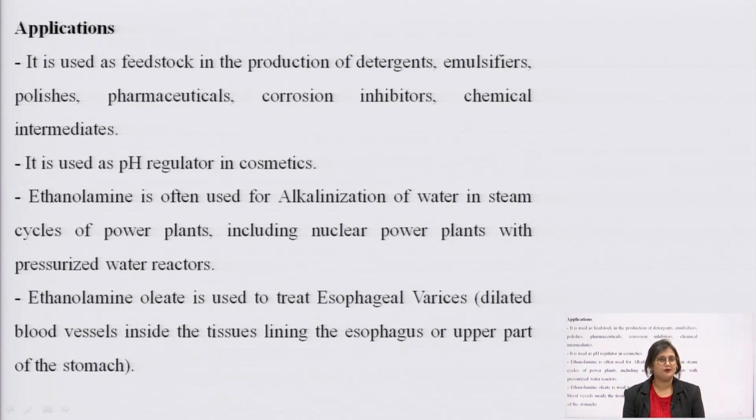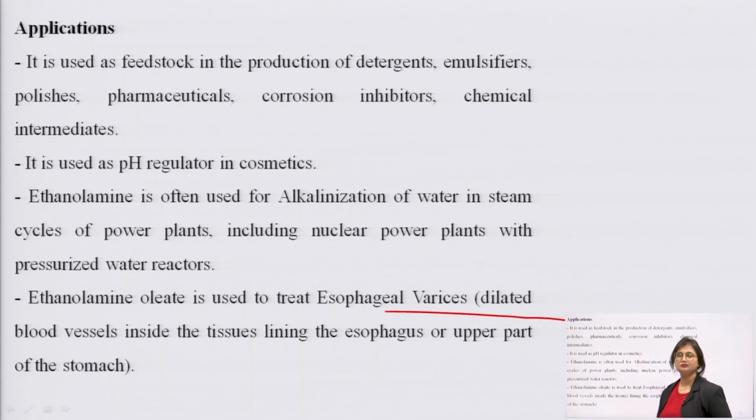Ethanolamine is used as a very important pH regulator in the cosmetic industry. It is often used for alkalinization of water in steam cycles of power plants, including nuclear power plants with pressurized water reactors. Ethanolamine oleate is used to treat esophageal varices, a condition in which dilated blood vessels occur inside the tissue lining the esophagus or upper part of the stomach. So, pharmaceutical applications of ethanolamine include treatment of esophageal varices.